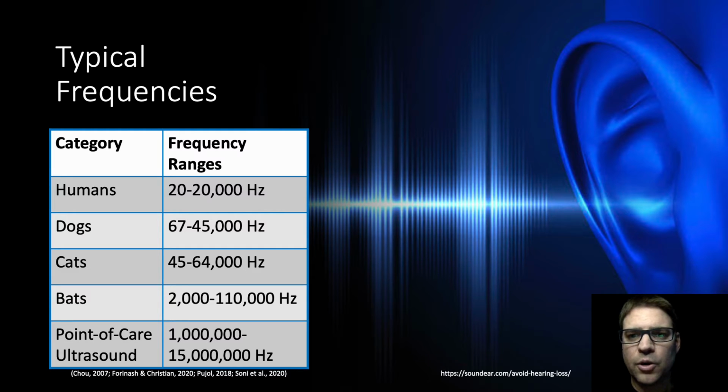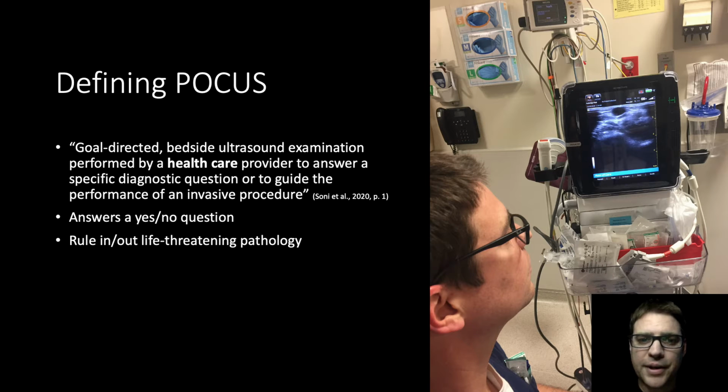Diagnostic medical point-of-care ultrasound uses frequencies that range between 1 million and 15 million hertz, or 1 to 15 megahertz. Clearly, point-of-care ultrasound uses an excessive number of sound wave cycles per second. But what exactly is point-of-care ultrasound, and how does it work?